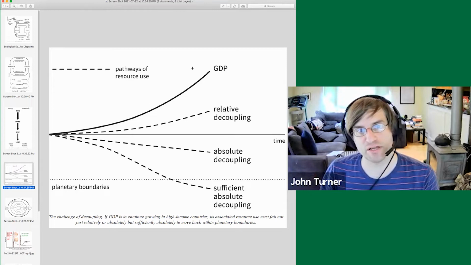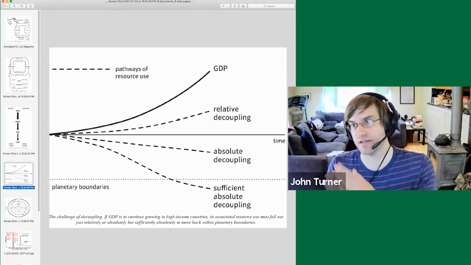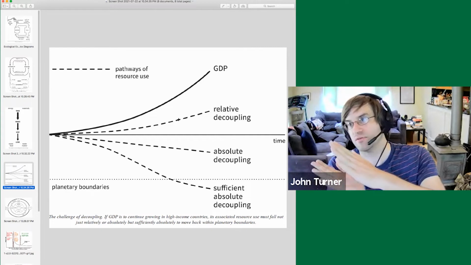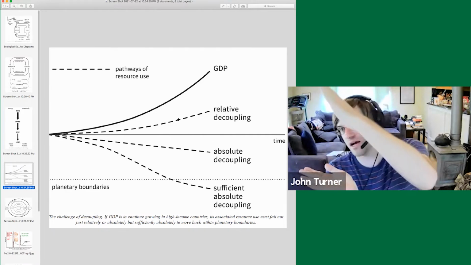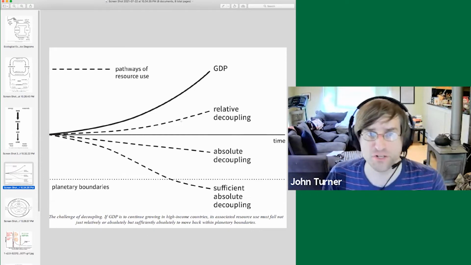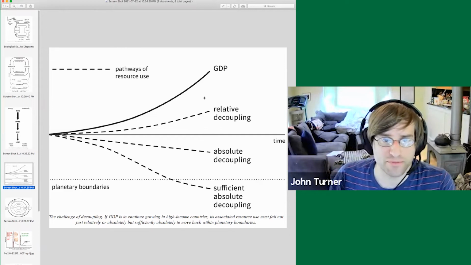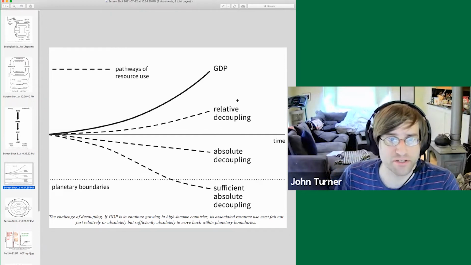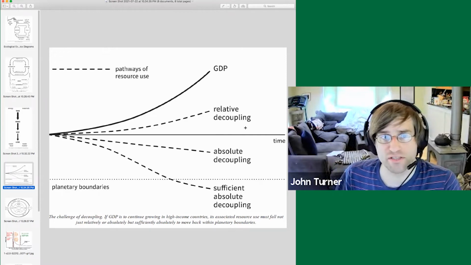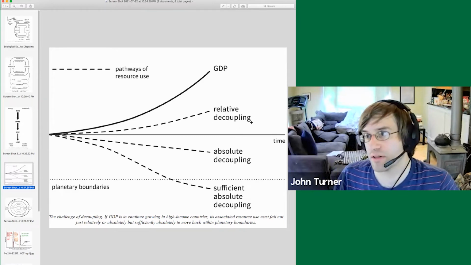The decoupling argument is, what if we can continue to increase growth while decreasing the set of resources that are required to produce that growth? That is, the amount that we use begins to shrink at the same time as we continue to increase economic activity. And Raworth's point here about relative, absolute, and sufficient absolute decoupling is that most of the ways we think about efficiencies remain in this part of the graph. That is, they're about relative decoupling.